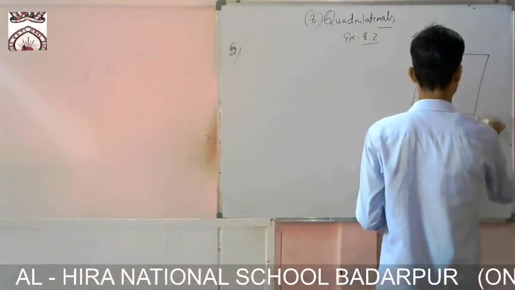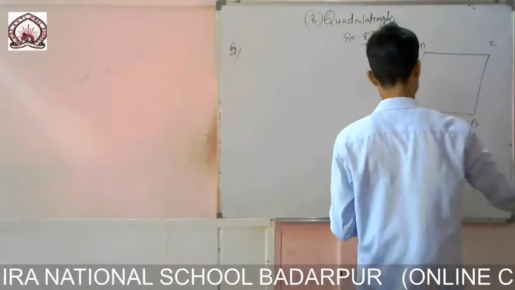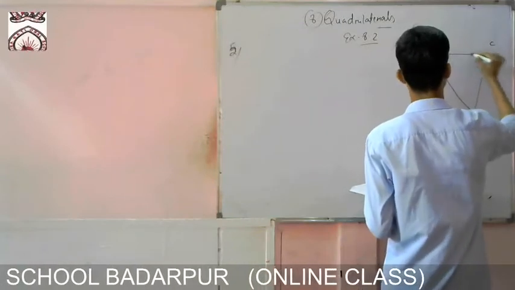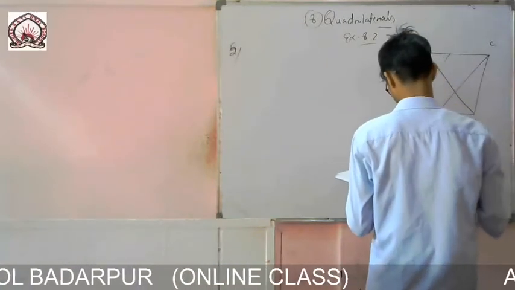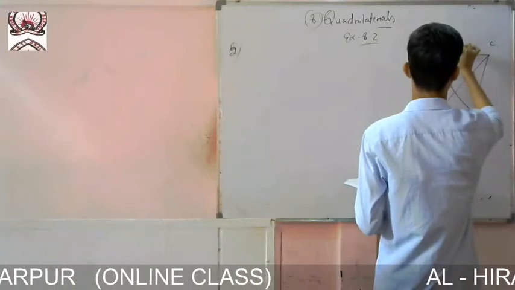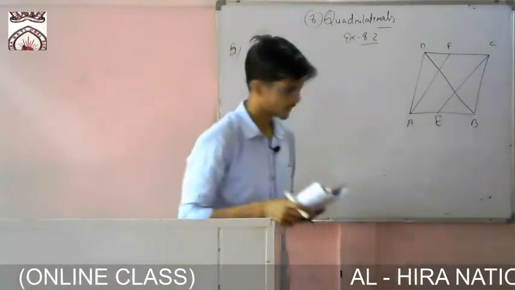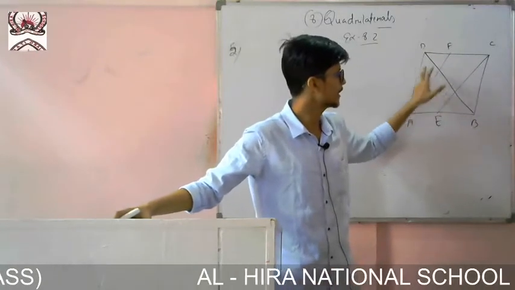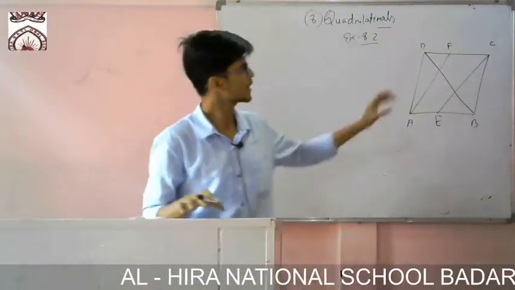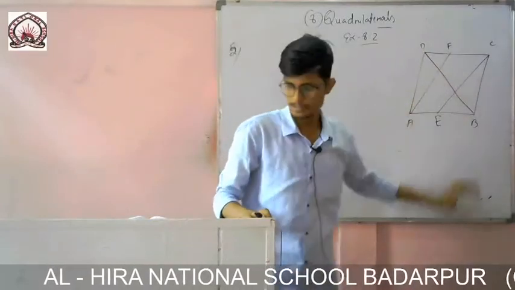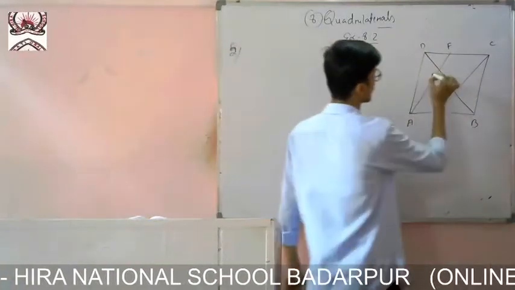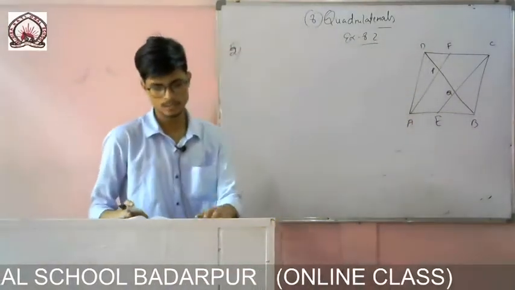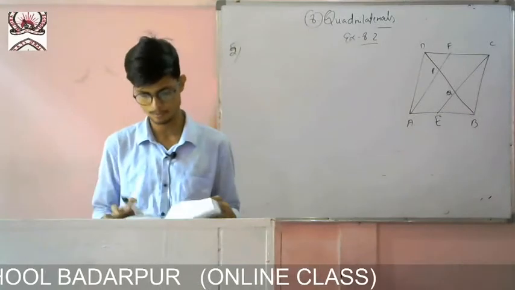A, B, C, D. Okay, so from A to F and from C to E. So I have to show that these two lines, this line and this line, trisect this line DB. So I have to show that this one is equal to this one is equal to that one. That means DP is equal to PQ is equal to QB. I have to show that all these three parts are equal, then only it will be possible.